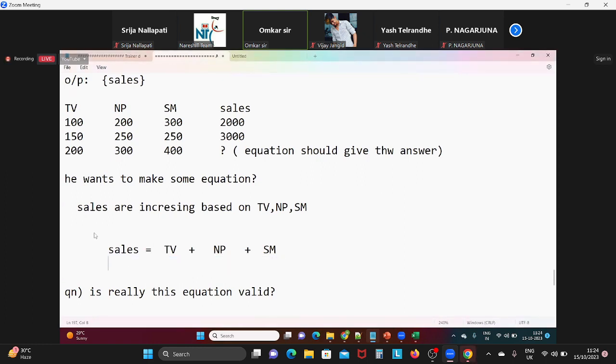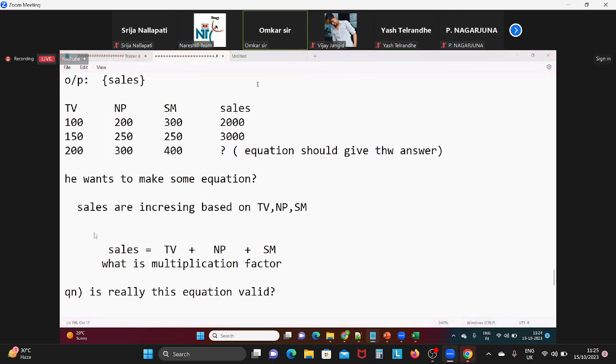But here people will train with that exact meaning. Now tell me, what is the multiplication factor here in the above equation? What is the multiplication factor before TV? Before NP, what is the multiplication factor? Before SM, what is the multiplication factor?